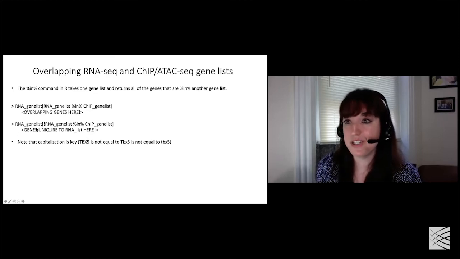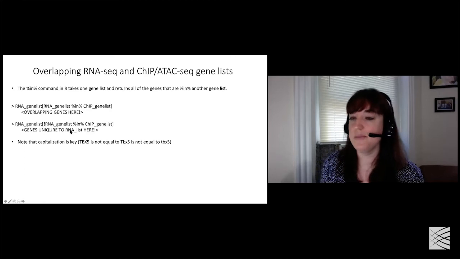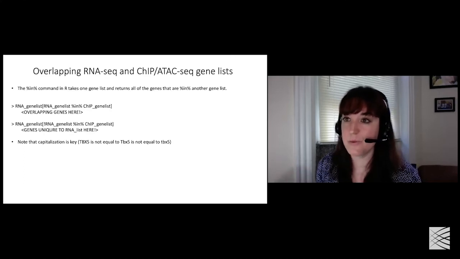You can also look for genes that are unique by adding this exclamation point. So this would be the not command in R. So you are asking in this example, of the genes in your RNA gene list, which of these are not in your ChIP-seq gene list? And so when you input that, you would get the genes that are unique to your RNA-seq data. And then if you reverse this, you would get the ones that are unique to your ChIP-seq gene list.